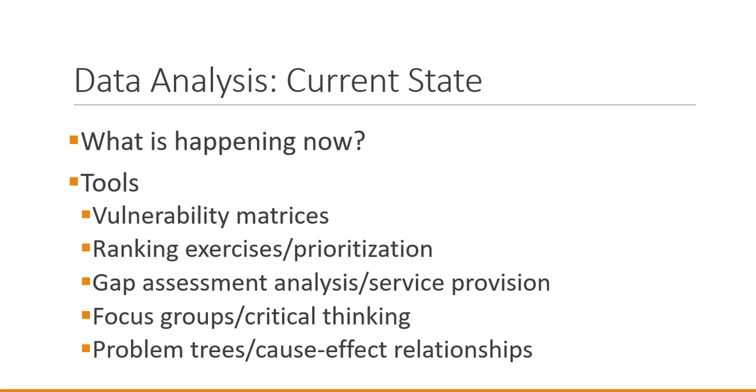Ranking exercises relate to prioritizing a group of possible needs in a community. Gap assessment analysis is looking at where there isn't a service that is needed by the community. A focus group is a discussion-based tool to gather data from the community. And problem trees are diagrams that show cause and effect relationships so that you have an understanding of what the underlying causes are for issues or problems or challenges that you observe in the community.